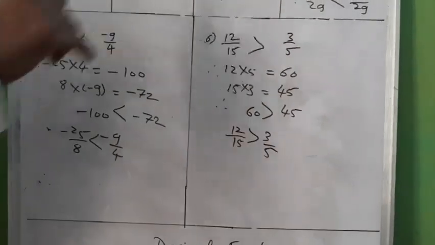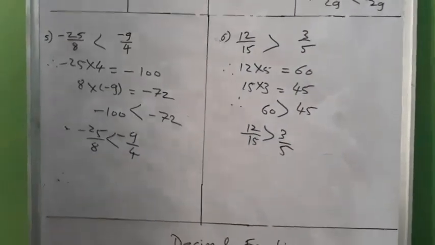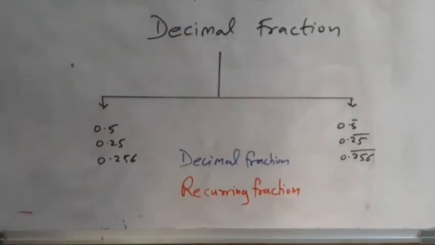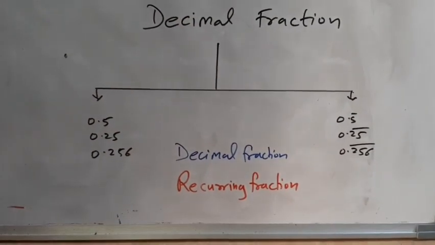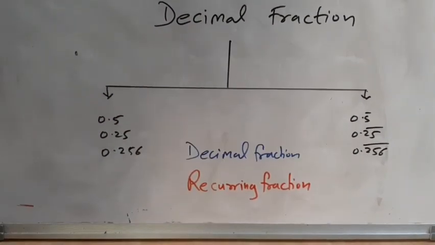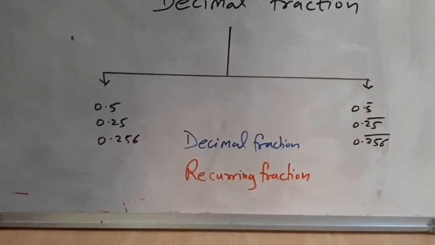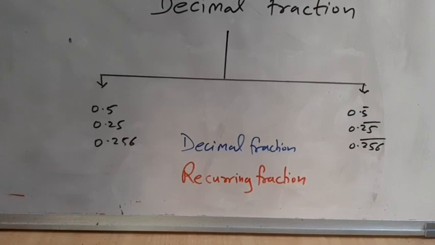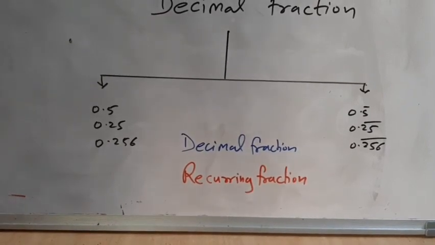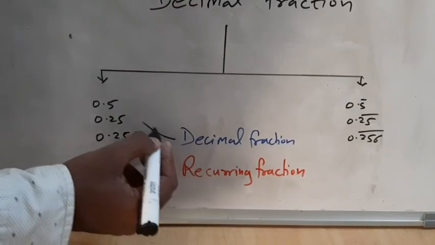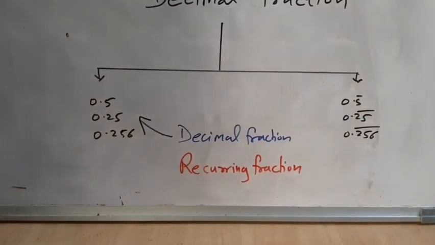Here we did comparing. Next we'll see the decimal fraction. There are two types, vulgar fraction and recurrent decimal fraction. 0.5 is not a vulgar fraction, you can say it is a decimal fraction, a normal decimal fraction. Vulgar fraction means 1 upon 2, 2 upon 3 like that. But 0.5 is a decimal fraction.